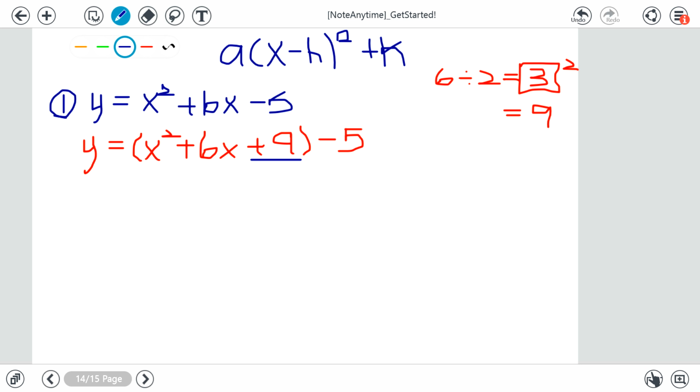Some of you will say, since I added a 9 to the right hand side, I should do the same thing to the left hand side, which is completely correct. But this time I want y by itself. I don't want to touch it. So here's what I'm going to do.